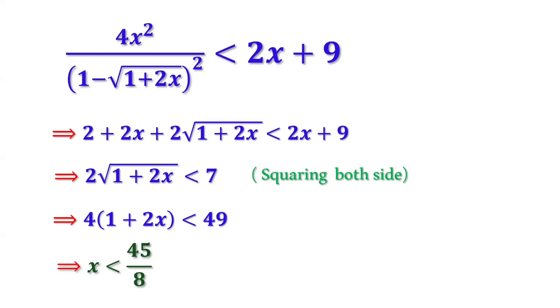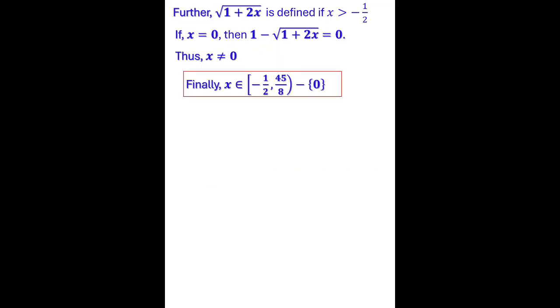Next, we have to check any lower bound for x. Since square root of 1 plus 2x is there, which is defined only if x is greater than or equal to minus half, and at x equal to 0, the denominator will become 0. So therefore, x cannot be 0. Finally, the range for x is from minus half to 45 over 8 except 0.